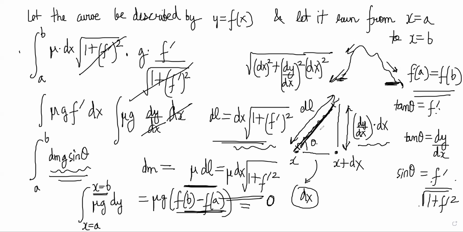So it's a nice way to show that as long as your function has the same endpoint values, the y values, the net force of gravity on the function will be 0. Right? Let's look at a third problem. This is a problem called rope on a plane. Rope on an inclined plane.